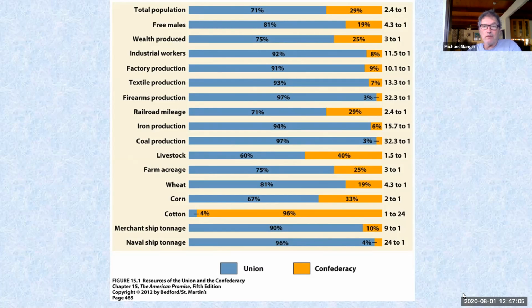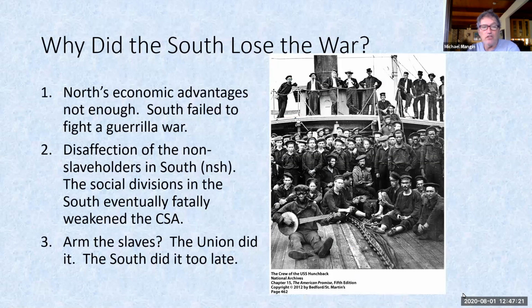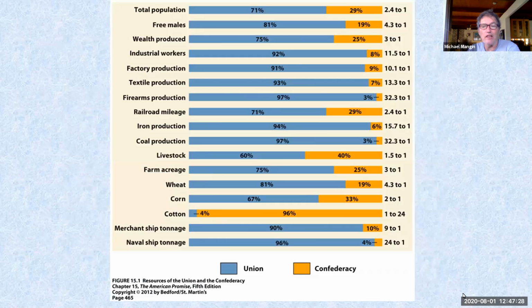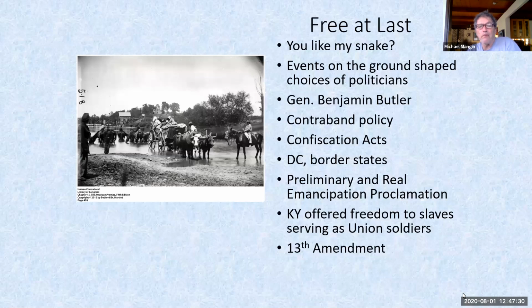So the South was divided by deep social cleavages that were not really addressed during the war. So all that is to say that the South failed to take advantage of the position they had at the outbreak of the war. Now, in the North, they emancipated the slaves in a number of ways.